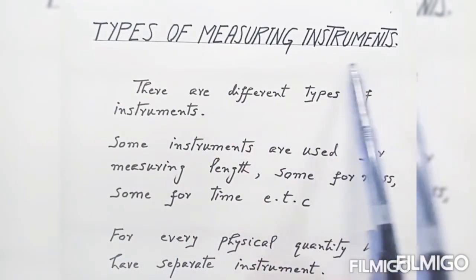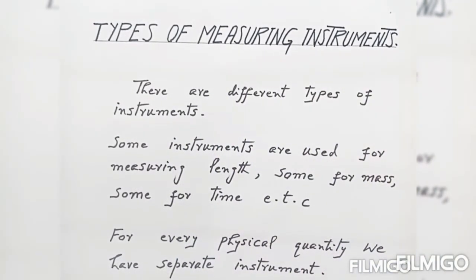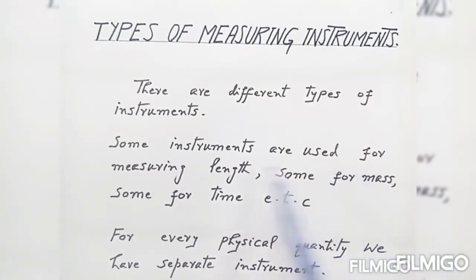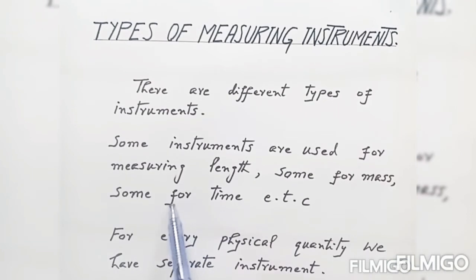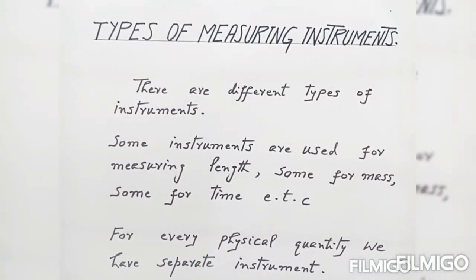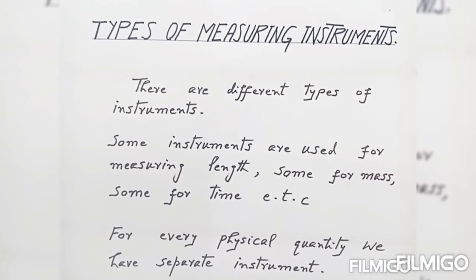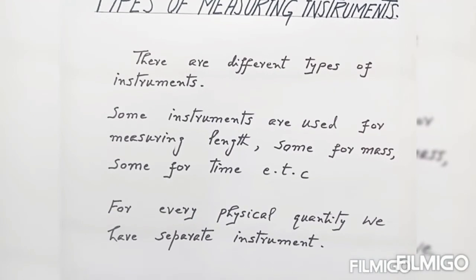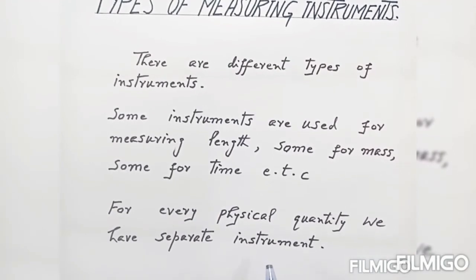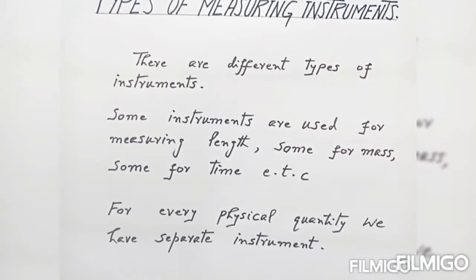Now the types of measuring instrument. There are different types of measuring instruments. Some instruments are used for measuring length, some for mass, some for time, some for current, some for voltage, some for temperature. So there are different measuring instruments which are used for different physical quantities. Every physical quantity has its own instrument.